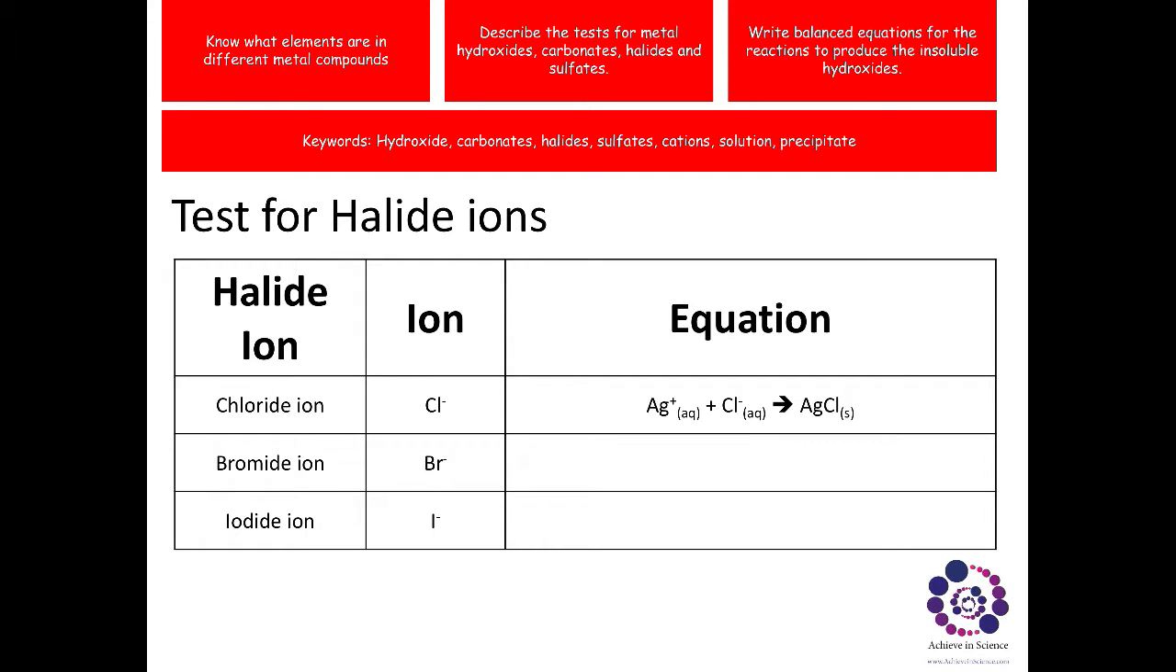The equation shows you that the silver ion reacts with the chloride ion to form silver chloride. The same happens with the bromide. The same happens with the iodide.